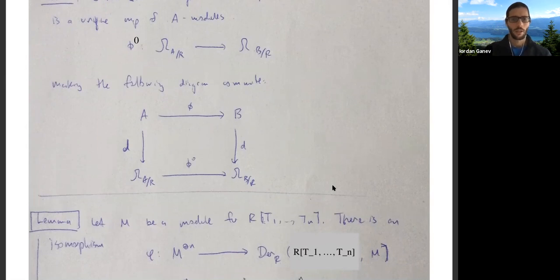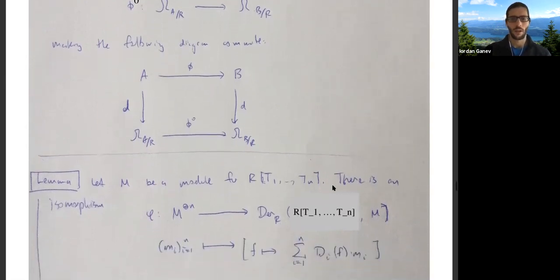rings. So let's say that our algebra A is the polynomial ring over R in n variables, and let's say we have a module for this polynomial algebra. Then the claim is that there's the following isomorphism, and this isomorphism is as A-modules, so as modules for this polynomial ring. So there's an isomorphism from n copies of M to R-derivations from the polynomial algebra to M.